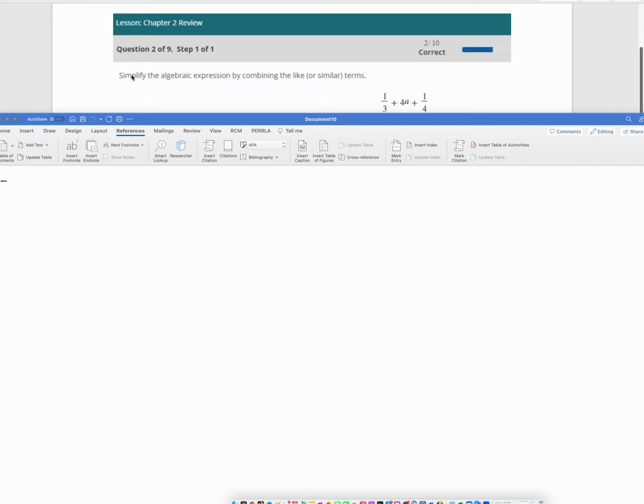G, and I'm going to be going over this problem. So the problem asks us to simplify the algebraic expression by combining the like or similar terms.